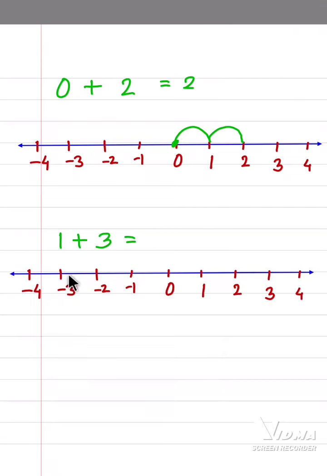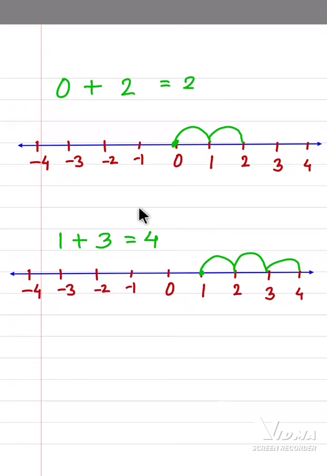Similarly, look here, we have one more. Now we are adding +3 with 1. Look at the position of 1 first, and then move to the right side by 3 steps, or 3 integers. So where will you reach? 1 step, 2 steps and 3 steps. So your answer is how much? 4. And this is how we do the addition of a positive integer with any kind of integer.